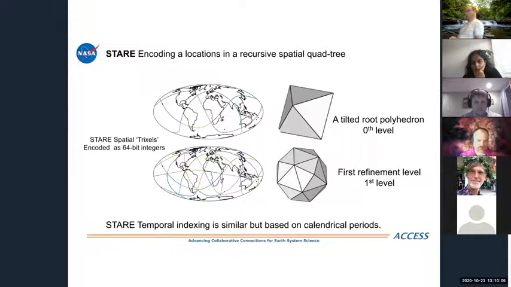So for example, this triangle here would have an index of 0 actually, and then we would subdivide it, and you can see that first subdivision in the 4 triangles over here, and then you just keep on doing that through the different refinement levels.